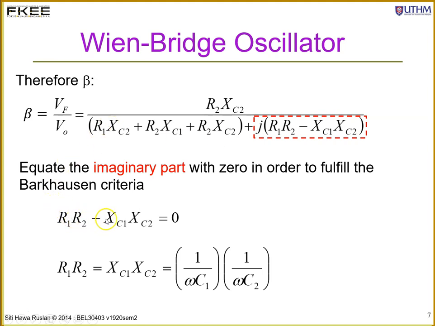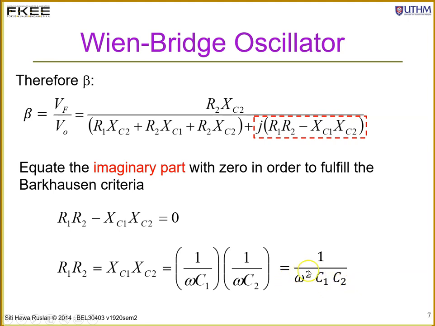So you equate R1 R2 minus XC1 XC2 to 0. And from there, simplify. Okay, R1 R2 equals XC1 XC2. Substitute XC, which is the reactance, as 1 over omega C1. XC2 will be 1 over omega C2. And this equals 1 over omega squared C1 C2.